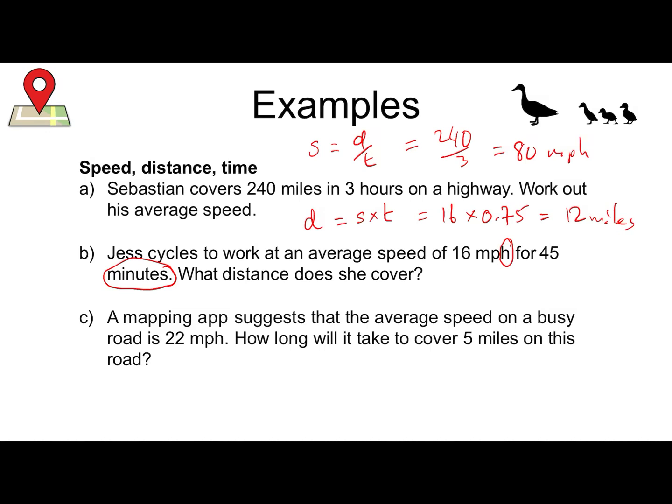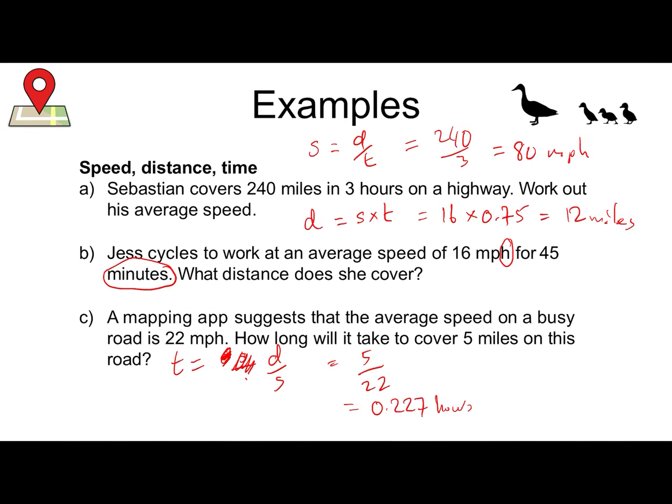Okay, 12 miles. A mapping app suggests that the average speed on a busy road is 22 miles per hour. How long will it take to cover 5 miles on this road? Well, it should be straightforward. How long will it take means we're looking for time. Time is equal to speed over... no, it's not. It's distance over speed. Make sure you use the right formula. So it's going to be 5 over 22, which when you put into your calculator is 0.227 to 3 significant figures. And that is in hours.